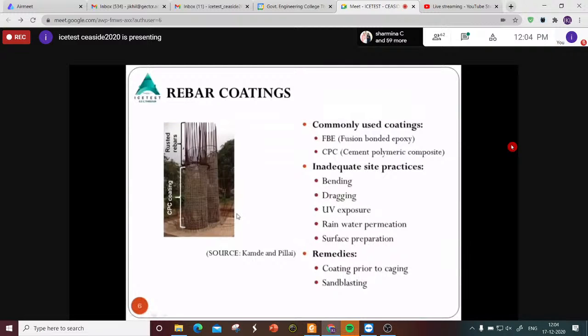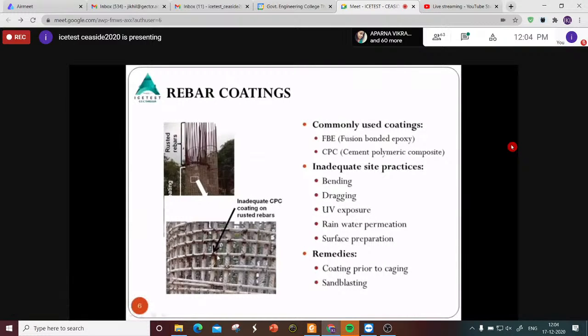It is taken from the literature of Kambi Delay in 2020. So here, the CPC coatings are applied on the steel rebar, and I'll zoom out this image. So here we can see inadequate coating in these joints. So the remedy is that in order to ensure proper protection by rebar coating, we should apply the coating prior to the caging, and the surface of the rebar should be properly sandblasted, or the surface should be made clean before the coating is applied on the steel surface.